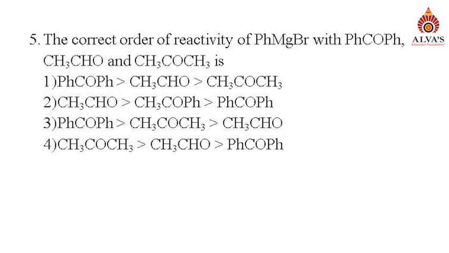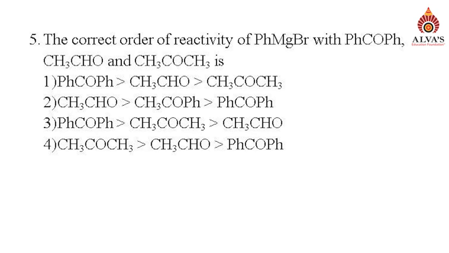Question number 5. The correct order of reactivity of PhMgBr, that is phenyl magnesium bromide, with benzophenone, PhCOPh, CH3CHO, that is acetaldehyde, and CH3COCH3, that is acetone. So they have asked us the reactivity of Grignard's reagent with the given compounds. All three of them are carbonyl compounds. The options given to us are in the order as given.